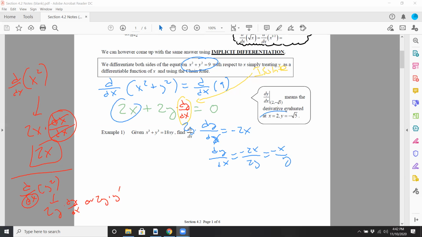Now remember, we're doing this at 2 comma negative root 5. And when you see this there, that's what's implied. You plug in 2 for x and negative root 5 for y. So I'm getting negative 2 over negative root 5, which is 2 over root 5, which is what I got from the explicit way of differentiating.